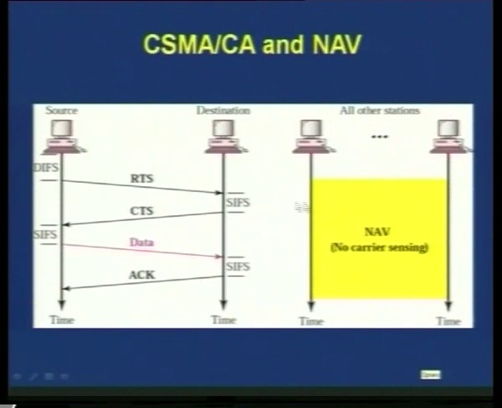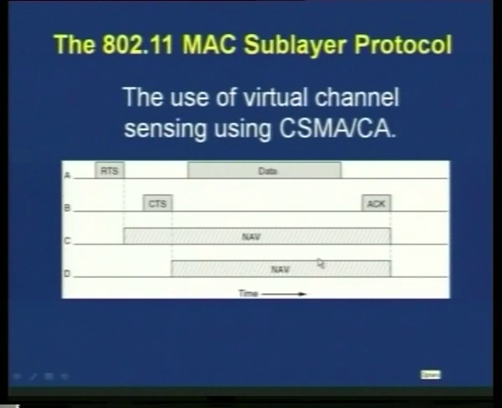Now all the other stations during this entire duration go into a state which is called the NAV, the no carrier sensing state. So once we have this, let us look at how the 802.11 MAC sublayer protocol will work. You can see that A will send an RTS, B will send a CTS, and all the other stations, C and D, during this time go into the NAV mode because the data transmission takes place over here. Then once the ACK is received, NAV ends and they can again start the transmission. So this is how the MAC sublayer protocol, with the help of the RTS and CTS, solves the hidden node and exposed node problems and takes care of media access.